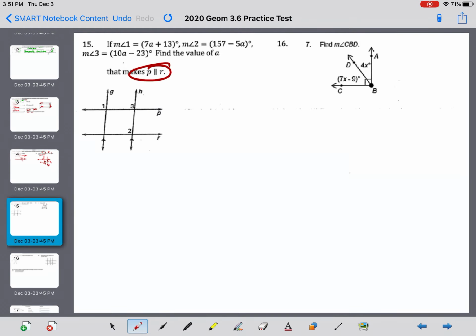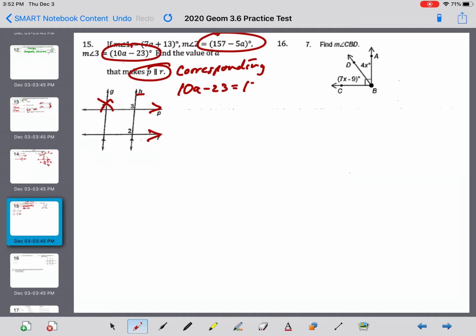All right, looking at 15. We want to make sure P is parallel to R. So I don't really have to do anything with angle 1. It's angles 3 and 2 that are important here because they are along this transversal H, which goes through P and R. So it's 3 and 2. These are corresponding. So angle 2 has to be equal to angle 3. So I have to do 10A minus 23 equals 157 minus 5A.